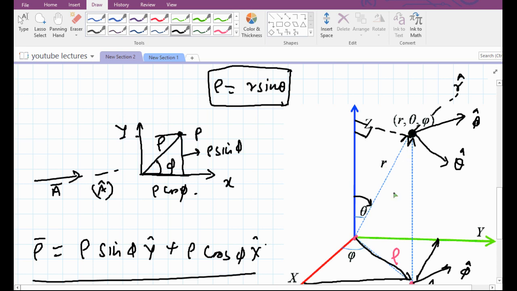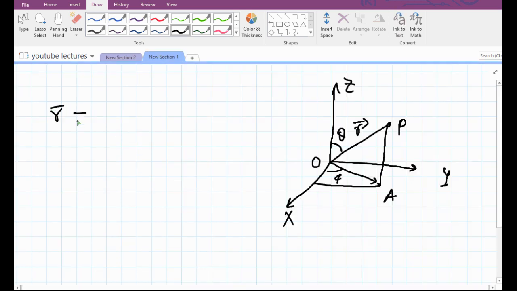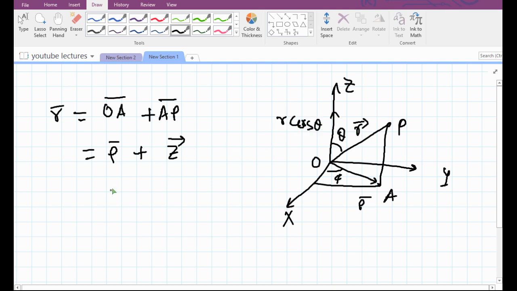Now I am going to use the triangle law, because you can see that the r vector can be written as this vector plus this vector. So I can write the r vector in terms of the OA vector plus the AP vector. The OA vector is nothing but the rho vector, plus the AP vector, which is nothing but my z vector. Now the magnitude of the z vector is r cos theta. The rho vector can be written in terms of the x and y axes, so it's nothing but rho cos phi x hat plus rho sin phi y hat, and the z vector.